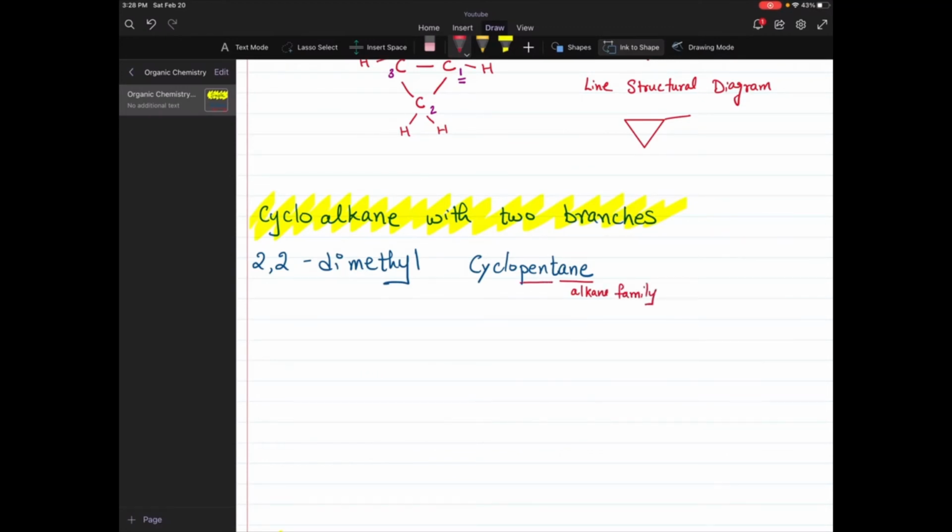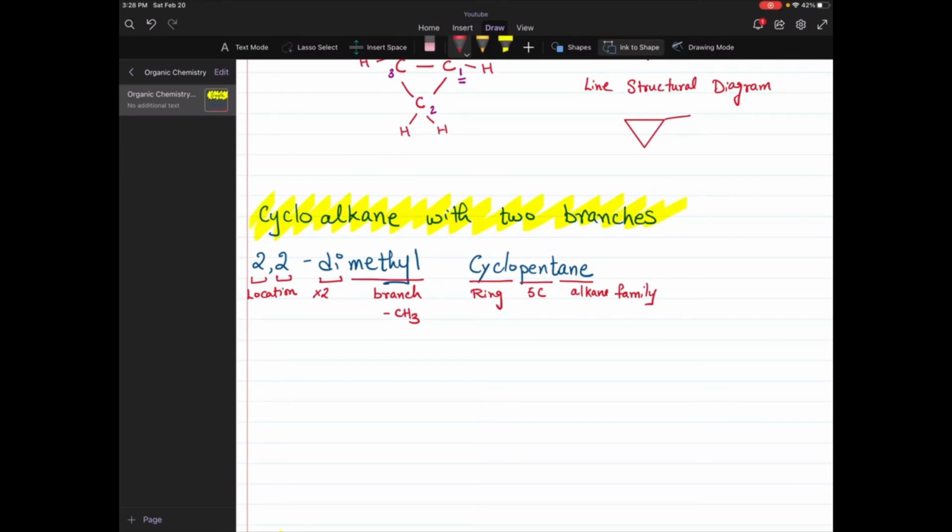And pent represents 5 carbons. Cyclo means it's a ring structure, a ring diagram. Methyl is the name of a branch, which is a CH3. Di means we have two of them, so times 2, and the location is 2 and 2. That's the location, on which carbon these branches are located.